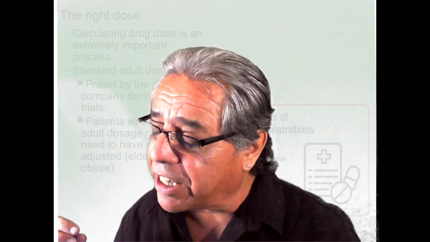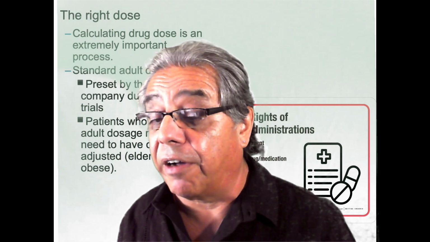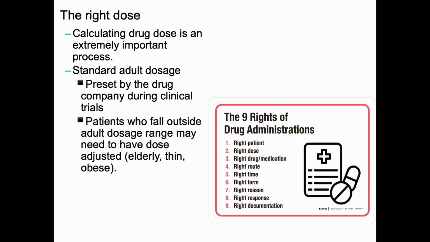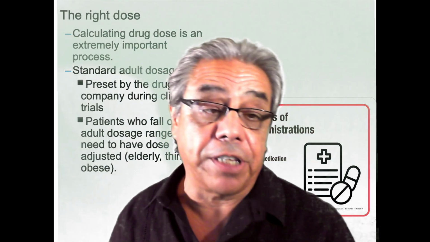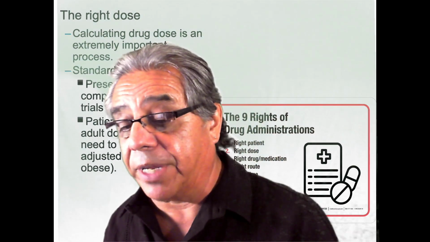Calculating the drug dose is a very important component of giving the right dose. Standard adult dosages are preset by the drug company during clinical trials. However, there are patients who fall outside of drug dosage range, and they may have to have their drugs adjusted on a very frequent basis. These include the elderly, the too thin, and the too obese.